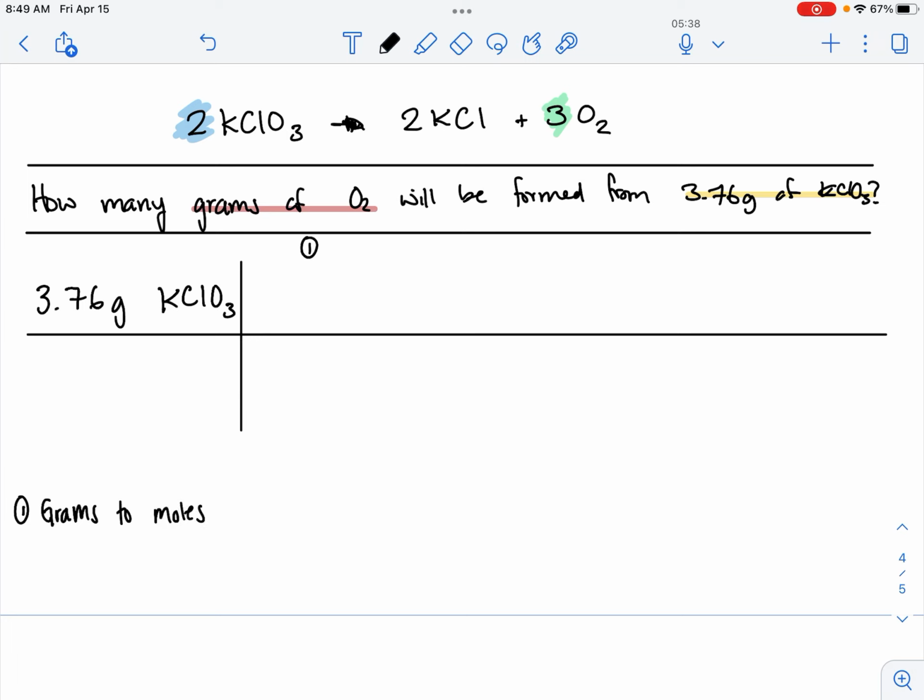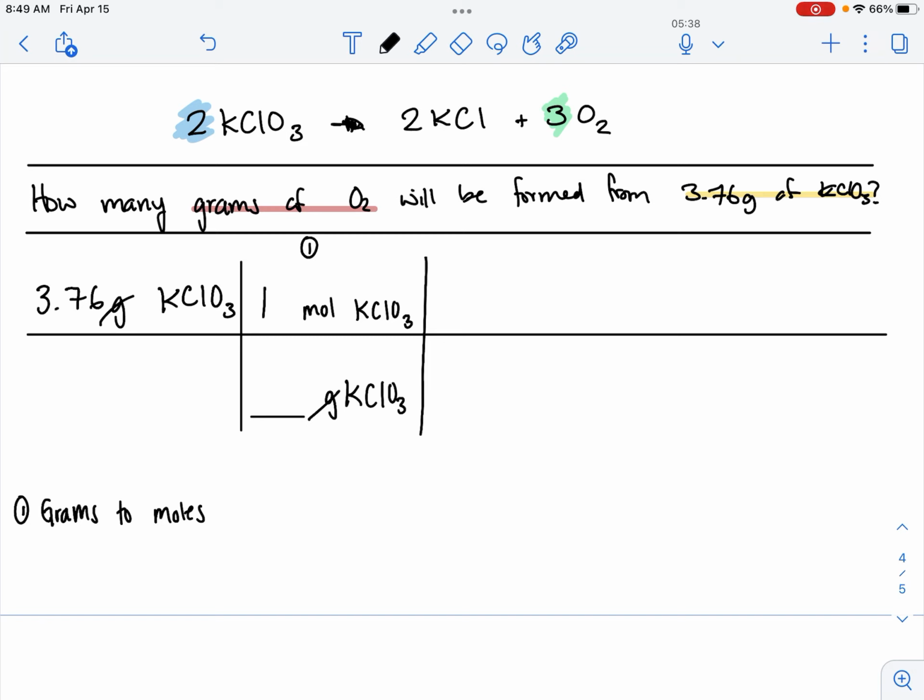If I want to cancel KClO3, I know that I need grams on the bottom. The reason is, in order to cancel the unit, they have to be on opposite sides. What that means is what I want is on top. So in this case, I'm getting moles of KClO3. So I'm going to set up a ratio that's equivalent. So 1 mole of KClO3 is equal to how many grams of KClO3?